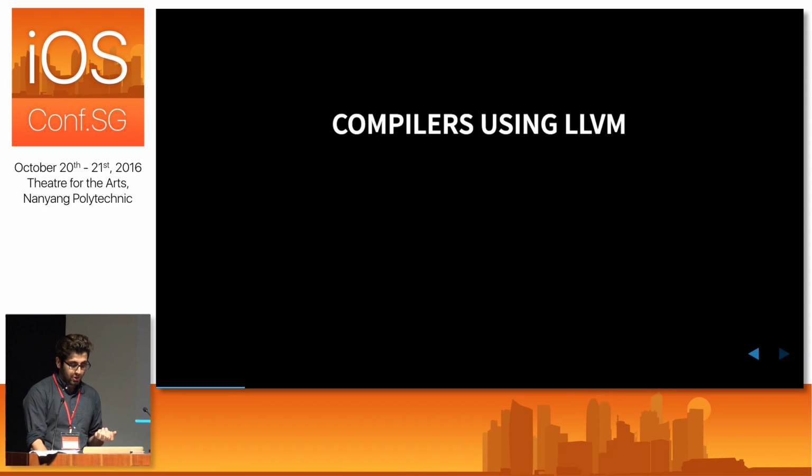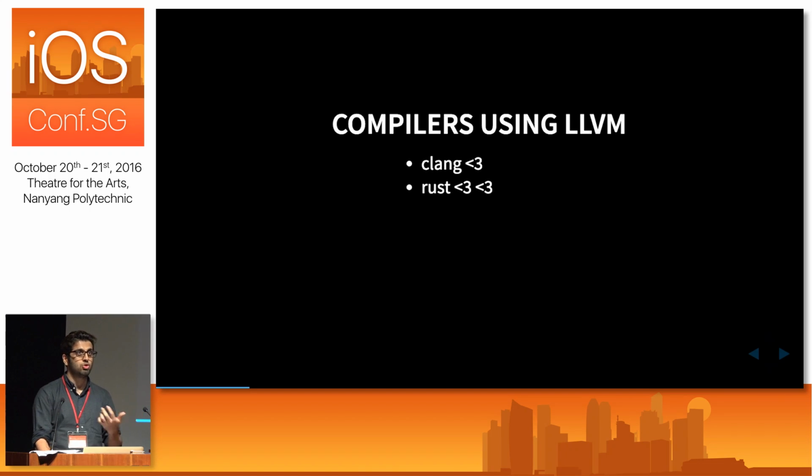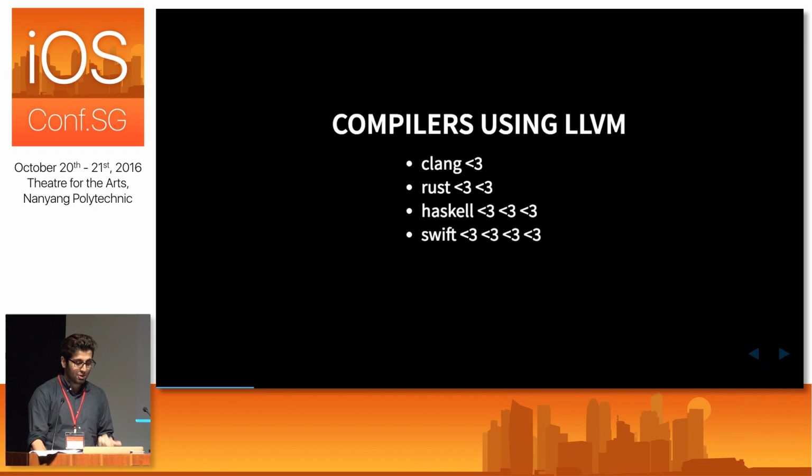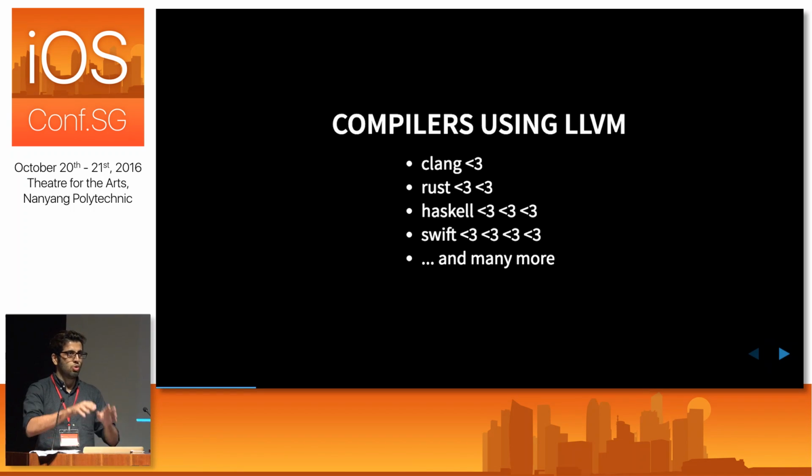There's a lot of compilers using LLVM. Our beloved Clang, for those of you who still use Objective-C like myself, and use C or C++, Clang uses LLVM under the hood. Rust, for those of you who've tried it out, also uses LLVM. Haskell also uses LLVM under the hood. And finally, our beloved Swift. And there's a lot more. A lot of new languages are using LLVM under the hood to abstract out the compiler backend to target multiple architectures.